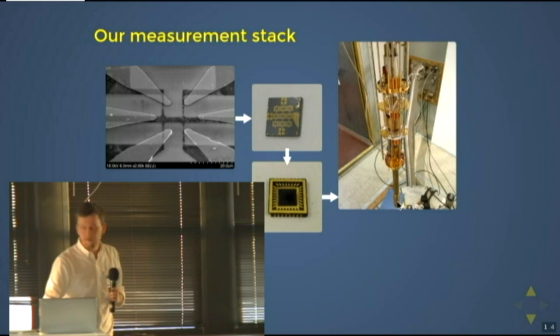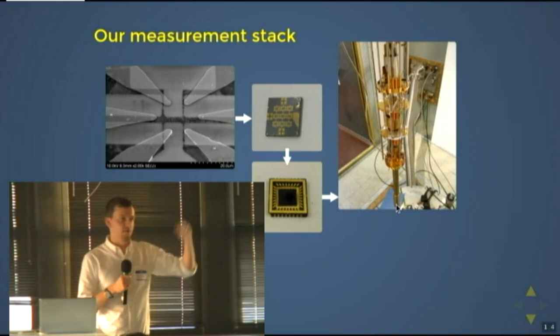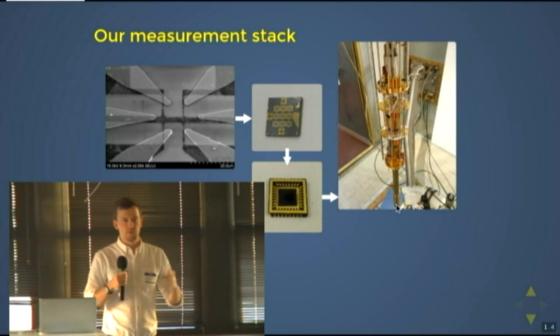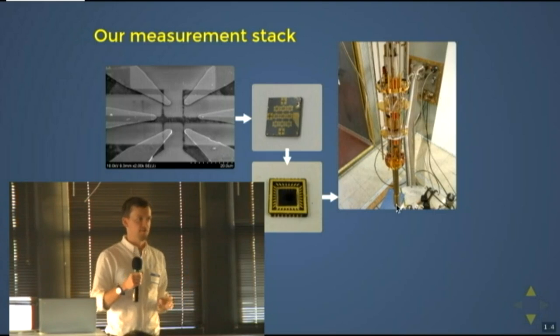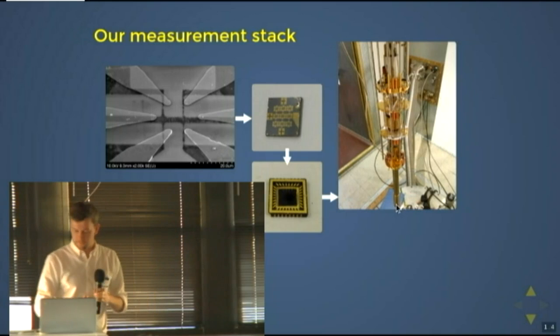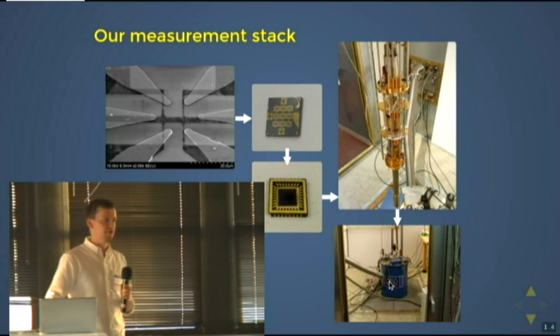The chip gets mounted down here at the very bottom, and then there are a bunch of wires and tubes and stuff that run from the top all the way down to the bottom that carry the electrical signals, and then a bunch of cooling liquids like liquid nitrogen, liquid helium, various gases, and vacuum, and all kinds of stuff up and down the length of that.